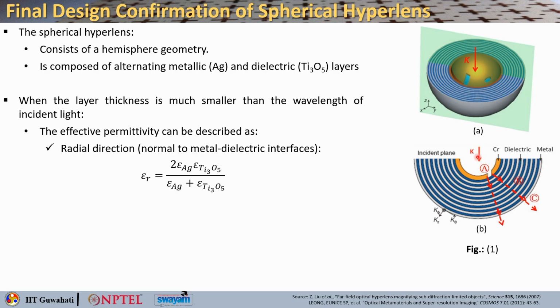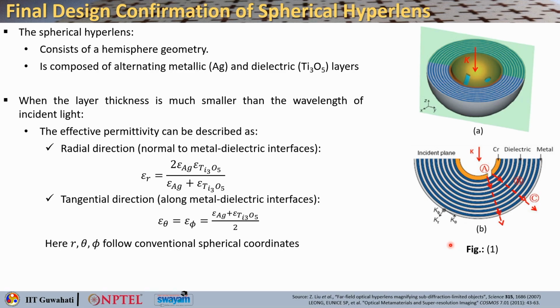This is the wave vector. That is the sub wavelength feature. So, this is the interface. This is the radial direction. So, you can see Kr, which is marked here. This is basically k theta, and the k phi basically goes inside. So, these are typically the spherical coordinate conventions.